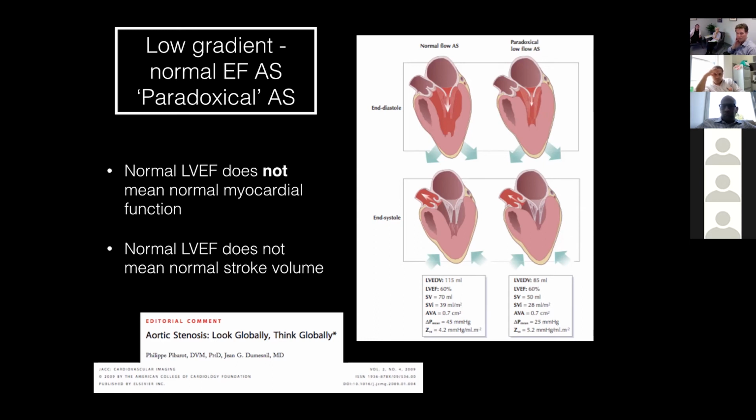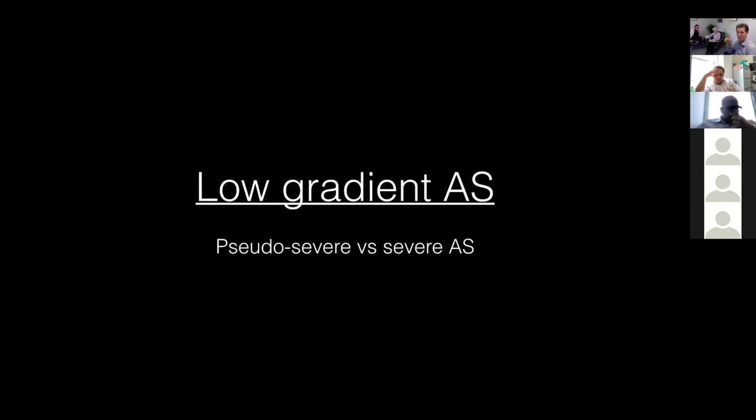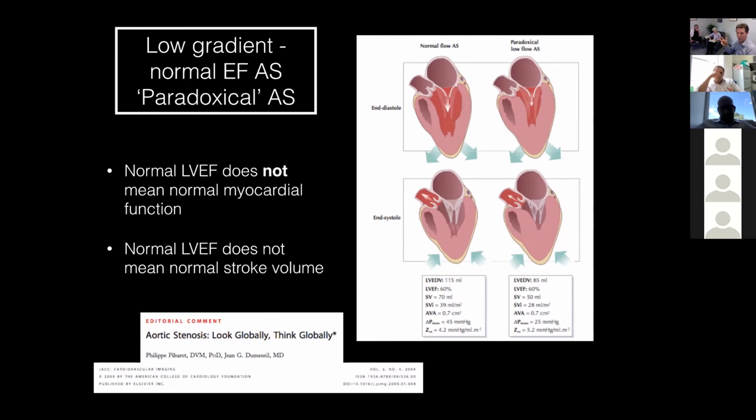Nice. Is everyone good on that? Because again, we've asked that a couple of times. Just make sure you know the difference between low cardiac output states, pseudo-severe, so low gradient, and the paradoxical aortic stenosis. They've got the worst outcomes, those ones. Yeah, exactly right. So these guys often are old patients, with long-standing hypertrophy, long-standing aortic stenosis, with these horrible-looking hearts.